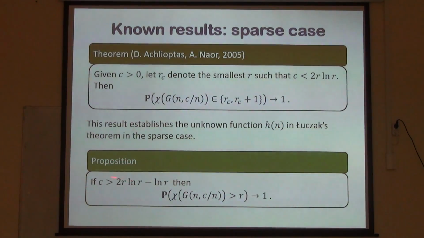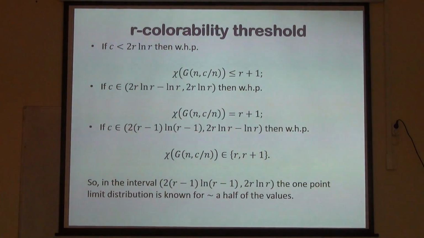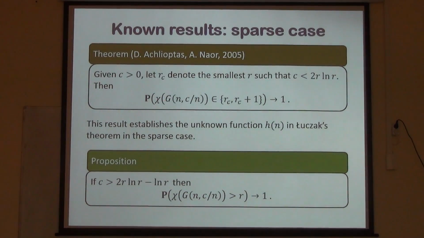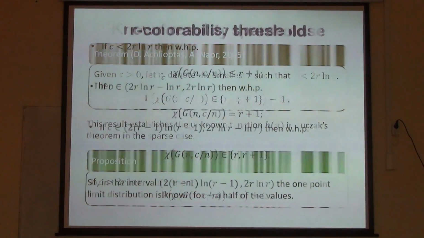It is not very difficult to prove that if C is larger than 2r log r minus log r, then with high probability our random graph will not be r-colorable. So the chromatic number is at least r plus 1. And this gives us the following picture. If C is less than 2r log r, then with high probability the chromatic number is at most r plus 1. This follows from the result of Łuczak and Nauer.